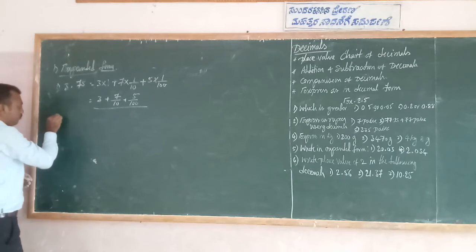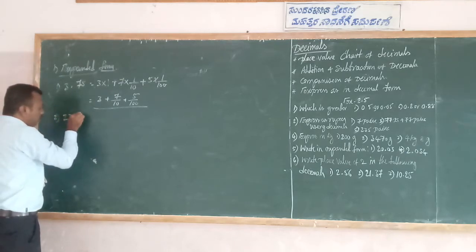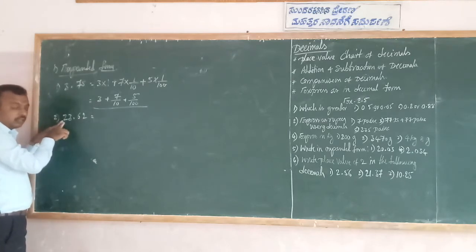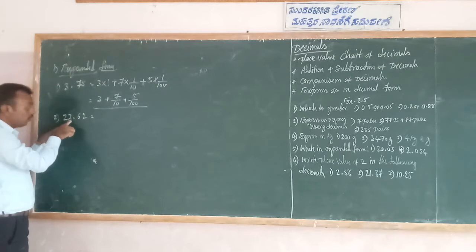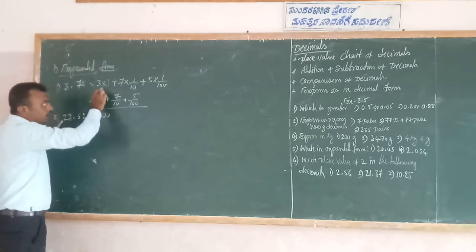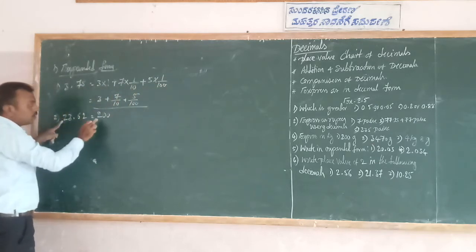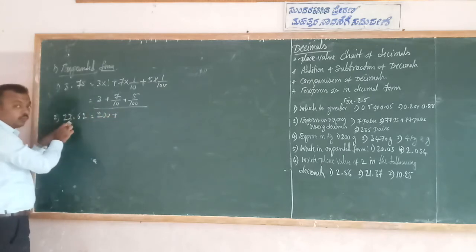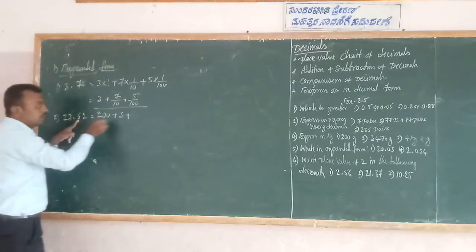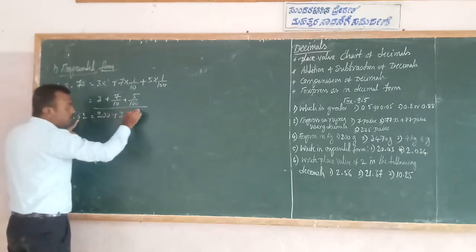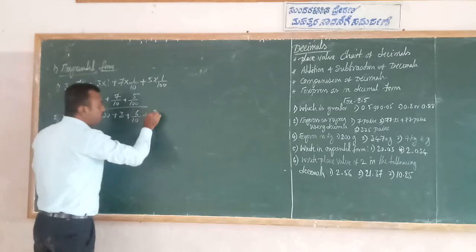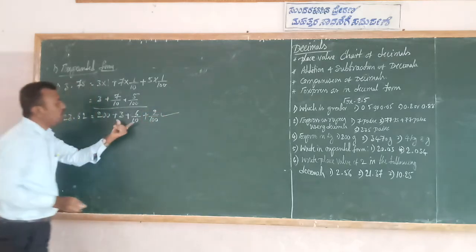So one more example. 23.62. So 2 is in the tens place, 3 is in the ones place. Okay. So 2 into 10, 20. Directly I will write this; I will skip that method. So 20 plus 3, it is in ones place, therefore 3 into 1, 3, plus after that 6. 6 is in the tenths place, therefore 6 by 10. Then plus 2 is in the hundredths place, therefore 2 by 100. Very simple. This is how directly you have to write it.